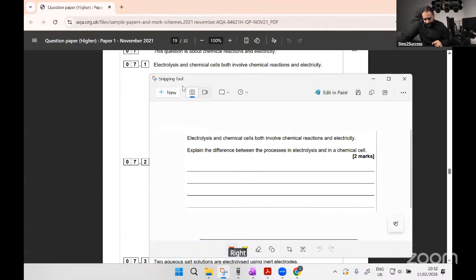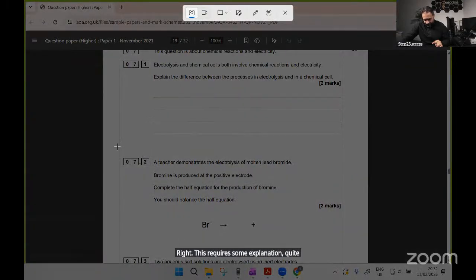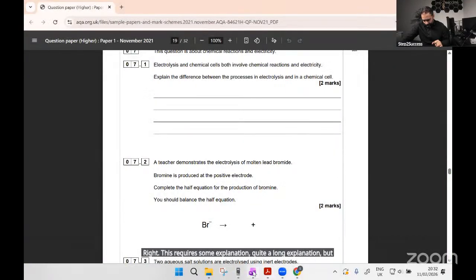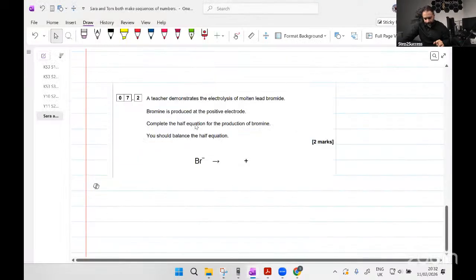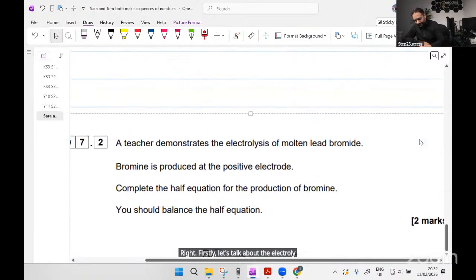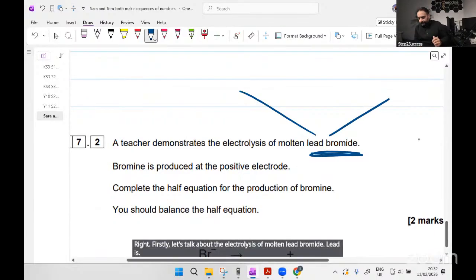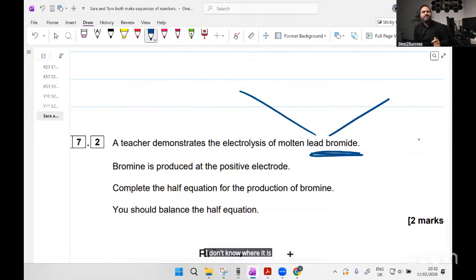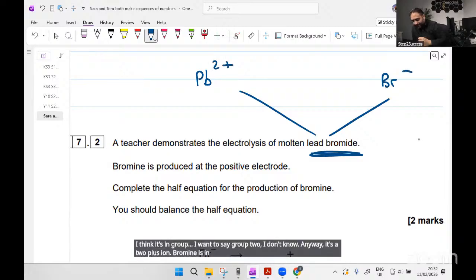Right. This requires some explanation, quite a long explanation. But I will do it. Right. Firstly, let's talk about the electrolysis of molten lead bromide. Lead is, I don't know where it is. I think it's in group, I want to say group two. I don't know. Anyway, it's a 2 plus ion. Bromine is in group 7, so it's a 1 minus ion.